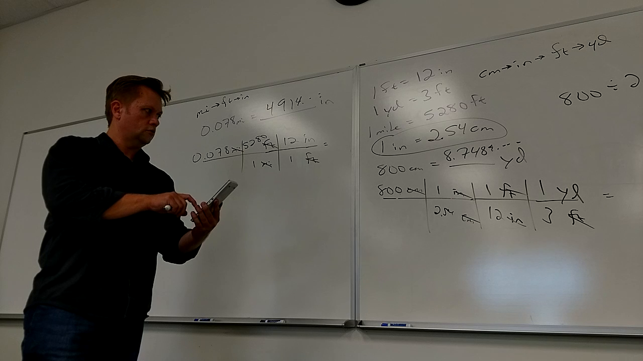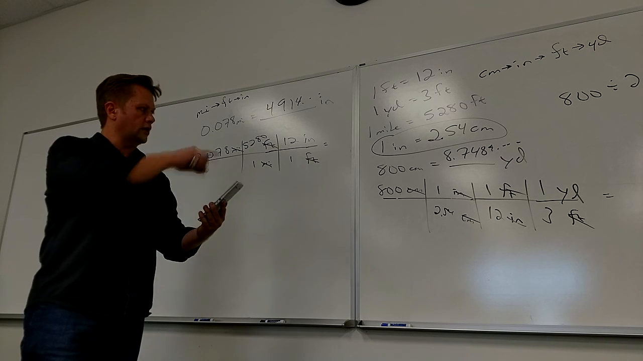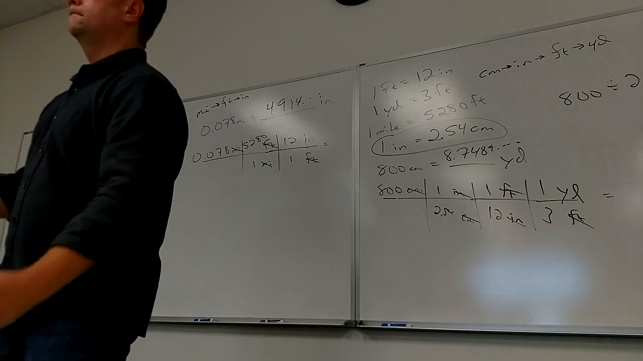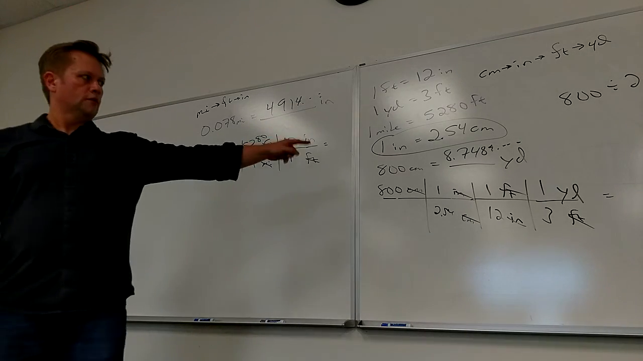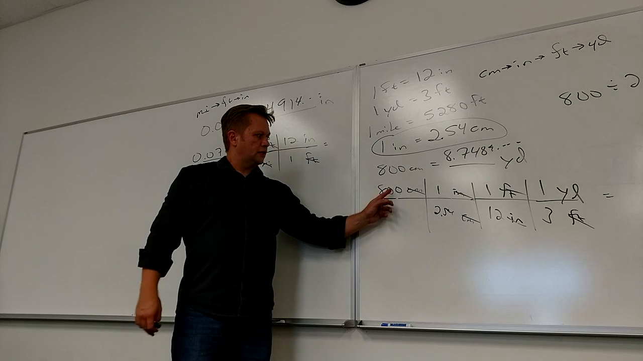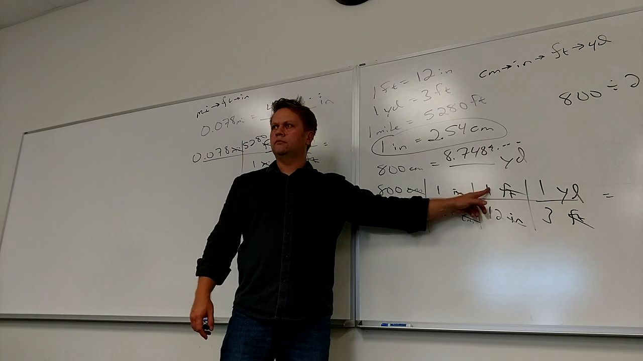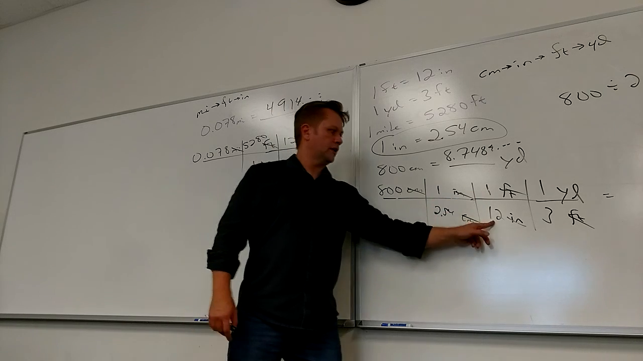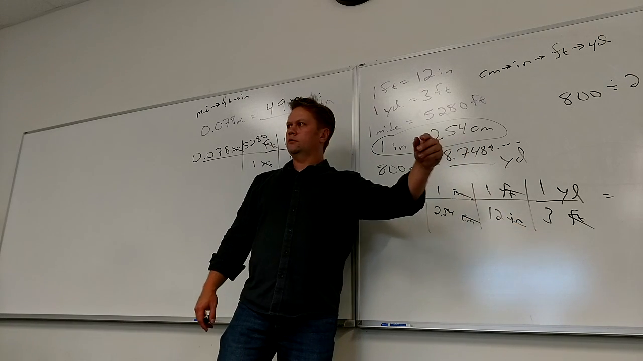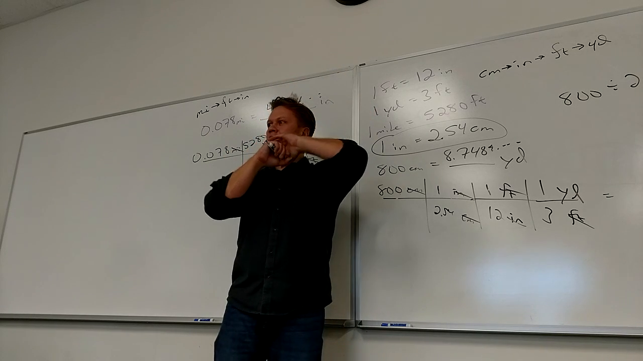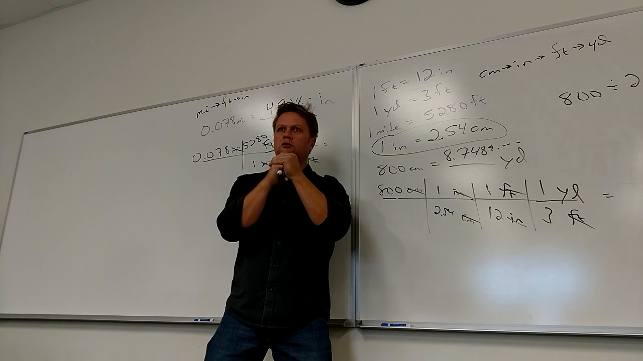Yeah, I get that. 8.7489. So that's the right number up there. The mistake people make is they do 800 divided by 2.54 times 12. No, 12 is not on top. You divide it by this, divided by that, divided by that. So any number on the bottom, you divide by the number. Any number on the top, you multiply by the number. That's how to keep it straight.